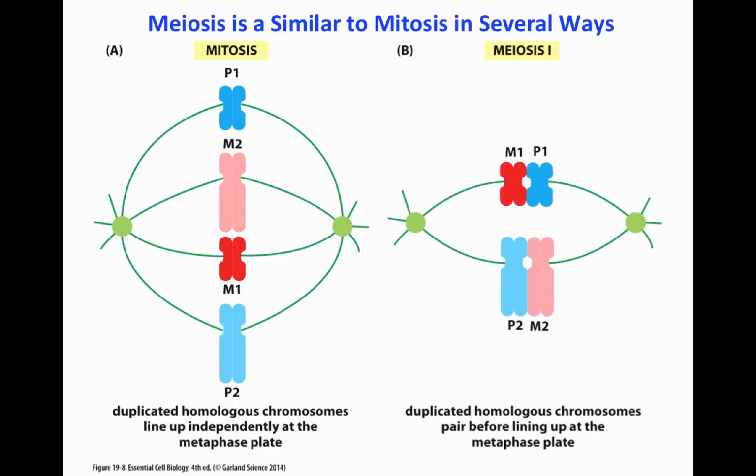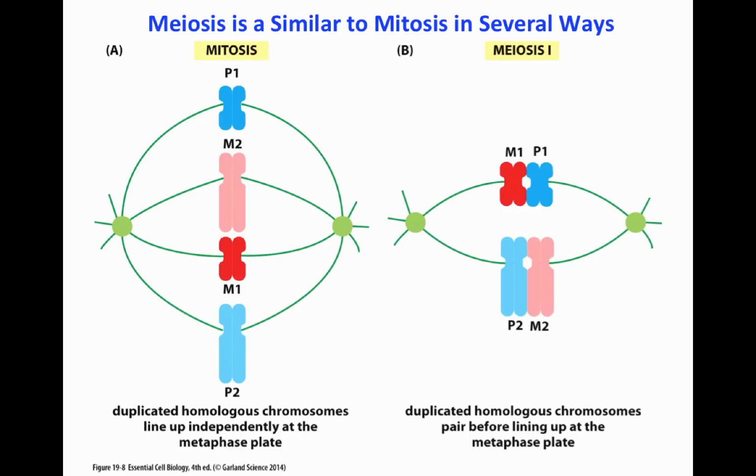So now here is a comparison of the way that the chromosomes assemble in meiosis and mitosis. On A, what you have is the alignment along the metaphase plate of the paternal and maternal chromosomes. In blue, we have the paternal chromosomes, P1 and P2, and in red and pink, we have the maternal chromosomes, M1 and M2. So what you can appreciate, they align perfectly in the middle in metaphase.